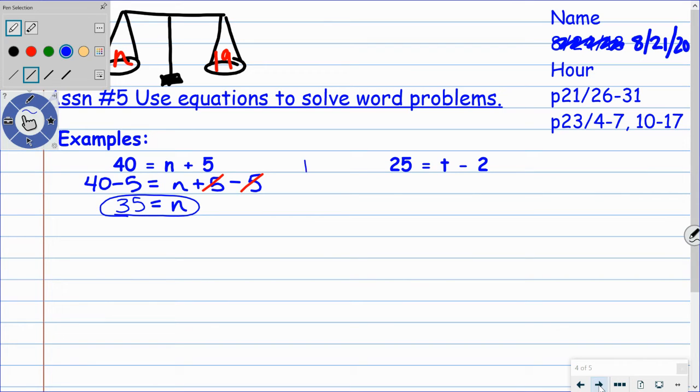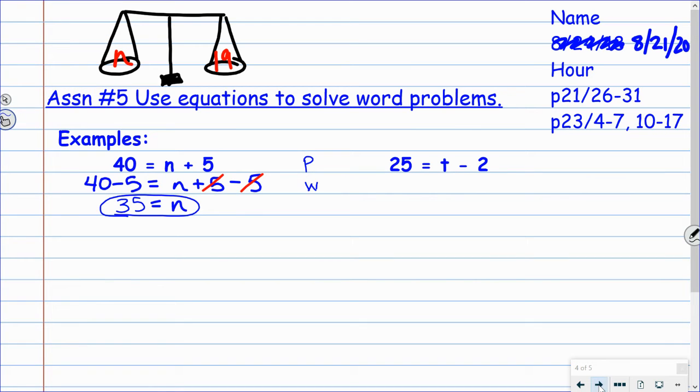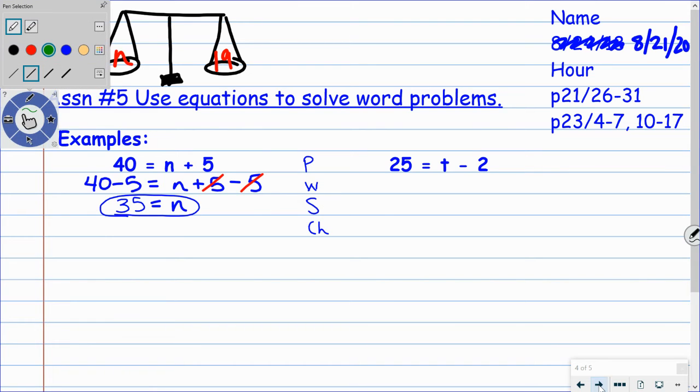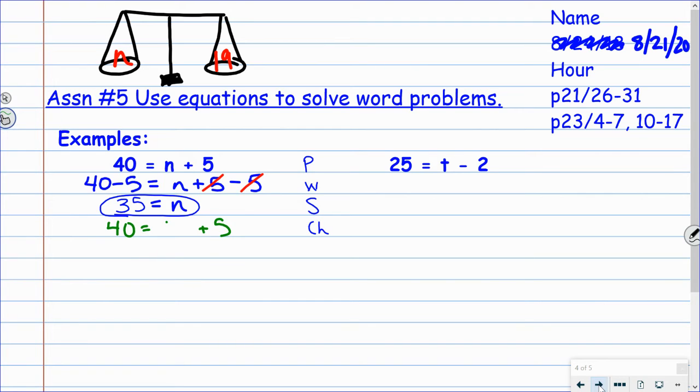Noticing here, we have the problem, we have your work, and then we have your solution. Aha, but the directions for the first assignment will ask us to check it. So now we're going to take that equation, 40 is equal to n plus 5. But wait a second. We think we know what that missing number is. Not missing anymore. We think it's 35.